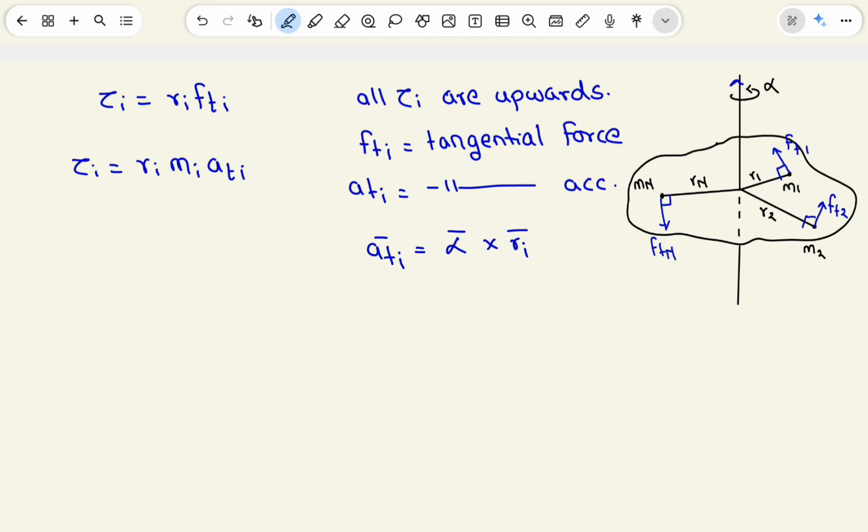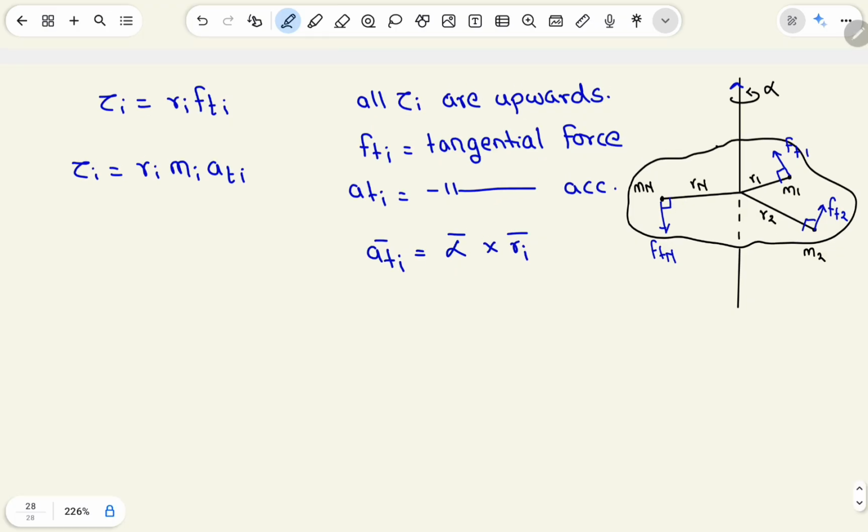So alpha bar is going to be perpendicular to r bar, and therefore the magnitude of the tangential acceleration for any particle can be written as alpha into Ri. We just require the magnitude because we have already decided the direction of the torques, that is vertically upward. So we do not need direction now.